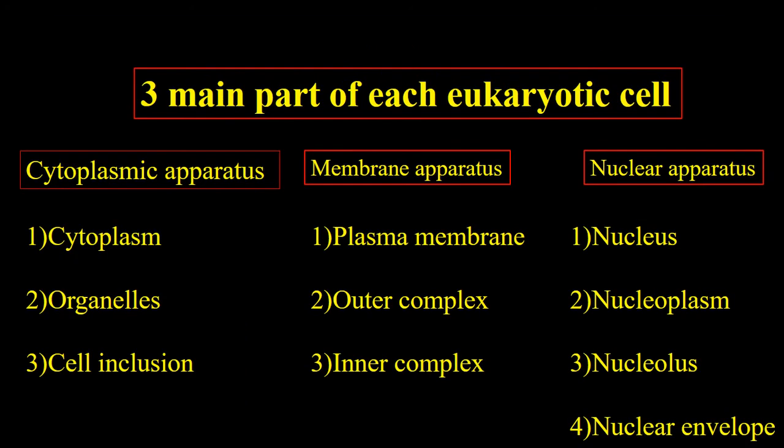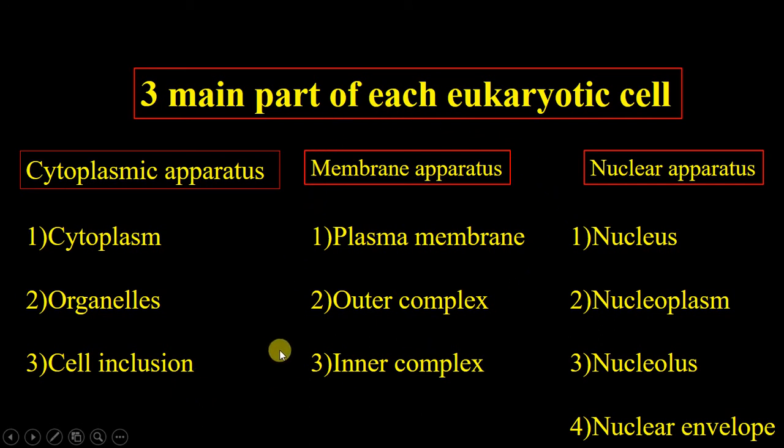There are three main parts of each eukaryotic cell: the cytoplasmic apparatus, the membrane apparatus, and the nuclear apparatus. Each apparatus consists of some parts. For example, the cytoplasmic apparatus includes cytoplasm, organelles, or another name, organoids, and cell inclusions.